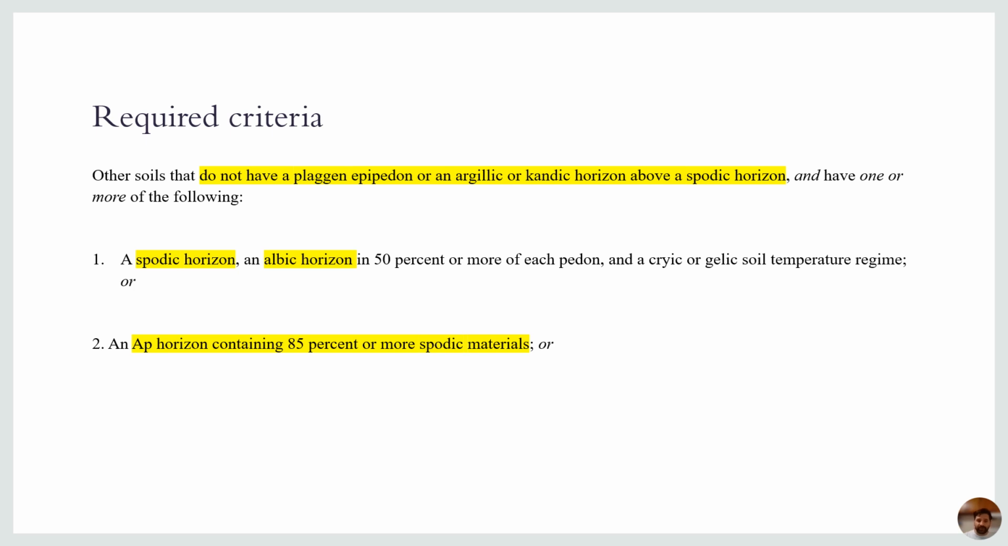So we can find any kind of evidence of human mixing of the soil. And in this case, we need to find an abundance, a high percentage, of spodic materials, materials which express organic matter migration from the surface to subsurface horizon.